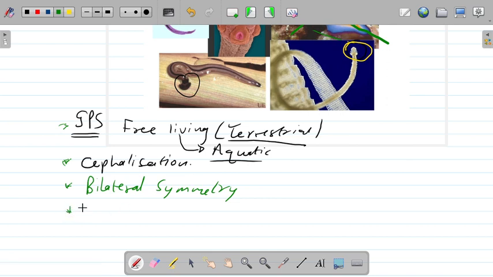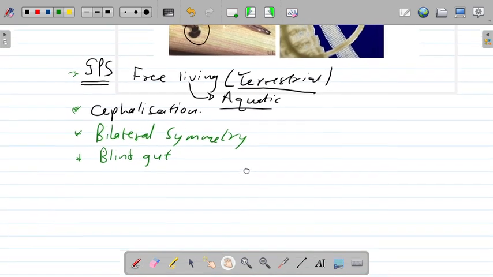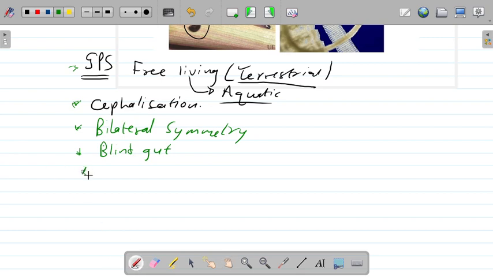However, they have only one digestive opening. So these guys have a blind gut. Most of them are parasitic, but they have a blind gut. Their tissue develops from three germ layers. So these organisms have what we call three germ layers. Now it gets interesting. Now they're starting to evolve. Which ones?